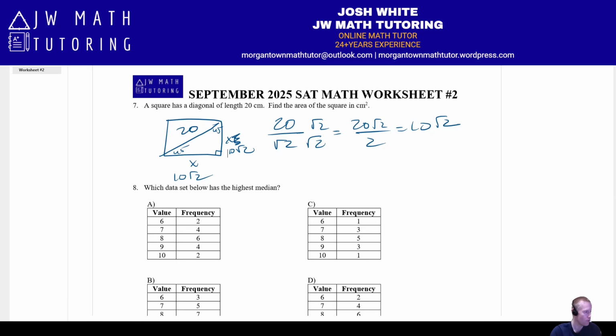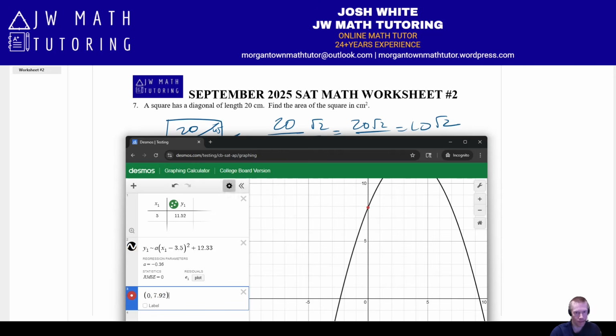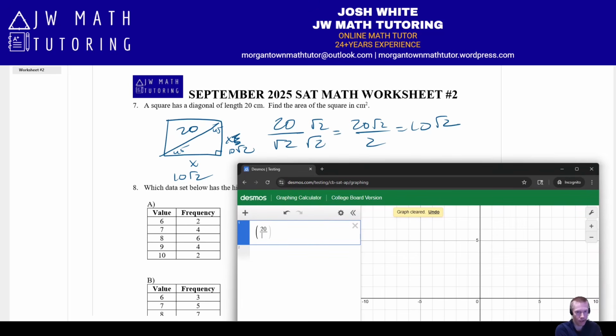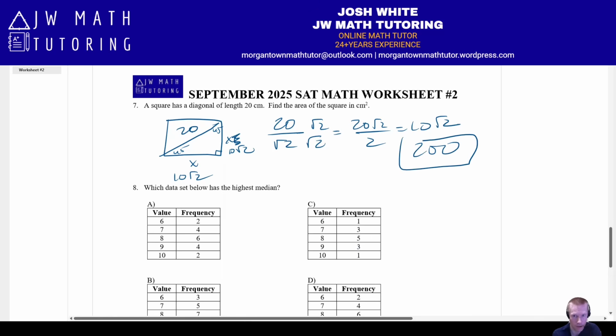So let me just jump back over to Desmos. Again, you could just do 20 divided by square root of 2. That's the length of one side, and then we're just going to square that for its area. And that gives us the answer of 200 centimeters squared, but again, we don't care about the units.